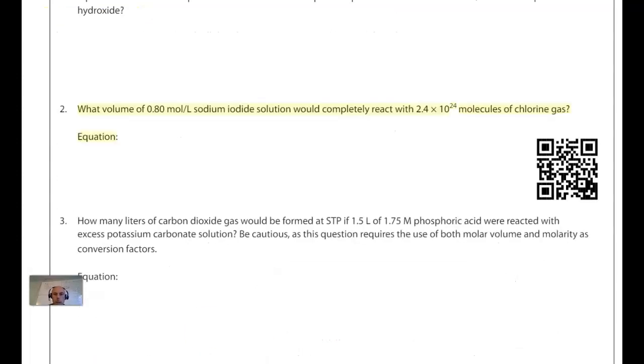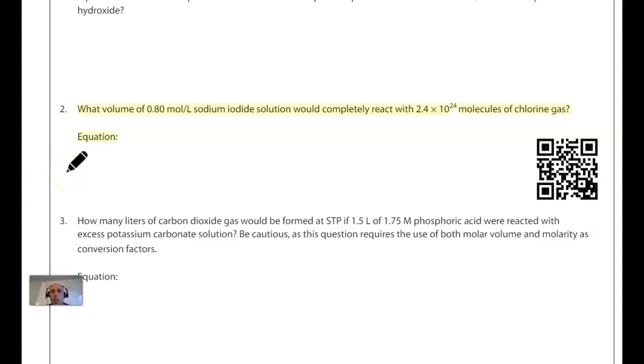Flipped my page, page 249 of the ebook, looking at practice problem 2 here. What volume of a 0.8 molar solution would completely react with 2.4 times 10 to the 24 molecules of chlorine gas? This one's sort of the opposite. We're starting with a substance, in this case molecules of chlorine gas, and we'll use molarity and volume at the end. So a little bit different than the last one, sort of backward.